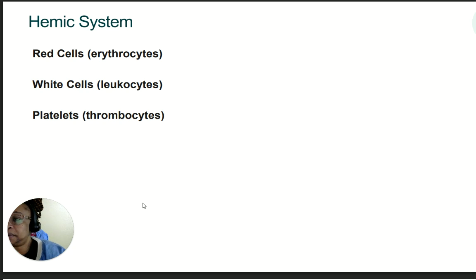The hemic system, red cells, white cells, and platelets. These are the actual medical terms for those different things. So as I said before, when they talk about the red cells, we're going to look up the actual description, which will not say red cells. White cells is the leukocytes, and platelets, thrombocytes.